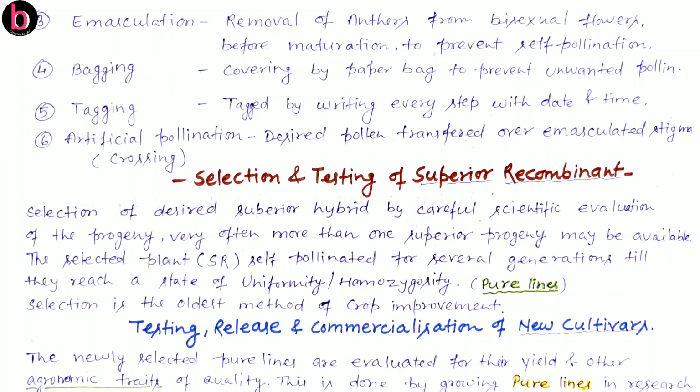Now the fifth and final step of plant breeding is testing, release and commercialization of new cultivars. The newly selected pure lines that we already discussed are further evaluated for their yield and other agronomic characteristics, like the presence of disease resistance, pest resistance, drought resistance, whether the plant carries maximum productivity and quality productivity. Plant breeders have to check all these characteristics.